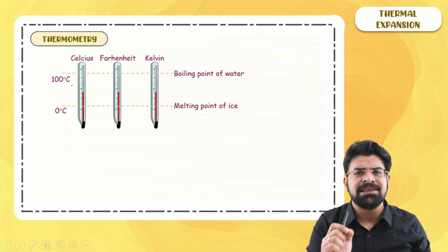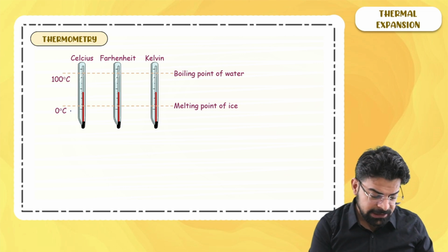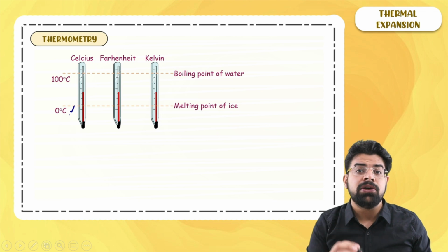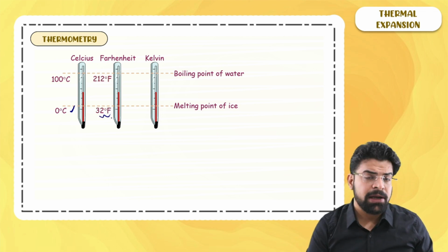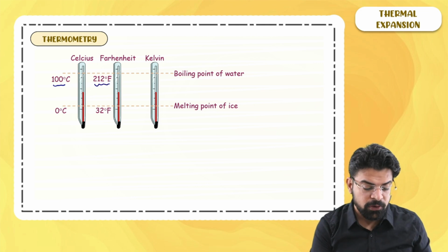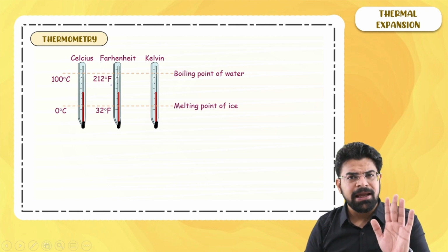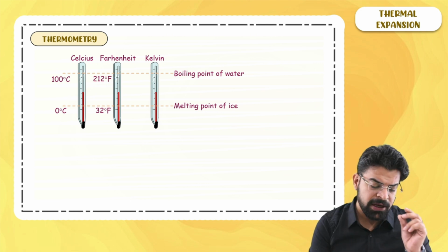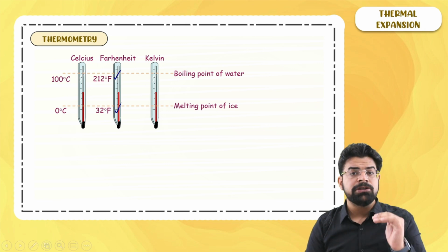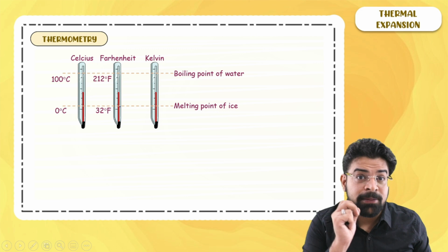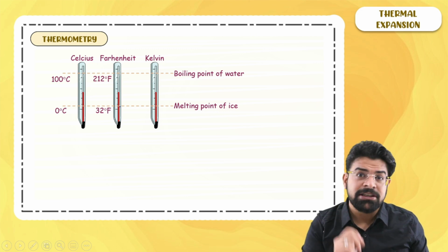On the Fahrenheit scale, this is not the benchmark. The benchmark is something different. But the same temperature of 0 degree centigrade on the Fahrenheit scale is 32 degree Fahrenheit, and the temperature of 100 degree centigrade is equal to 212 degree Fahrenheit. You can take any benchmark, it doesn't matter. That's why even for the Fahrenheit scale, you can assume these two temperatures as the lower fixed point and the upper fixed point.